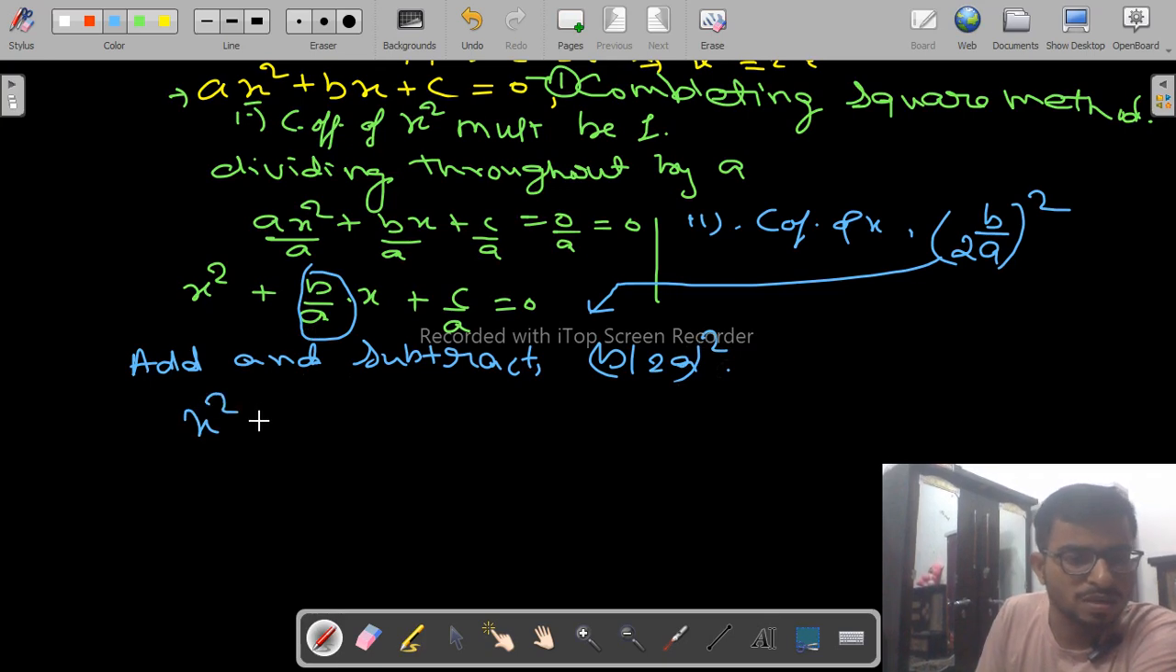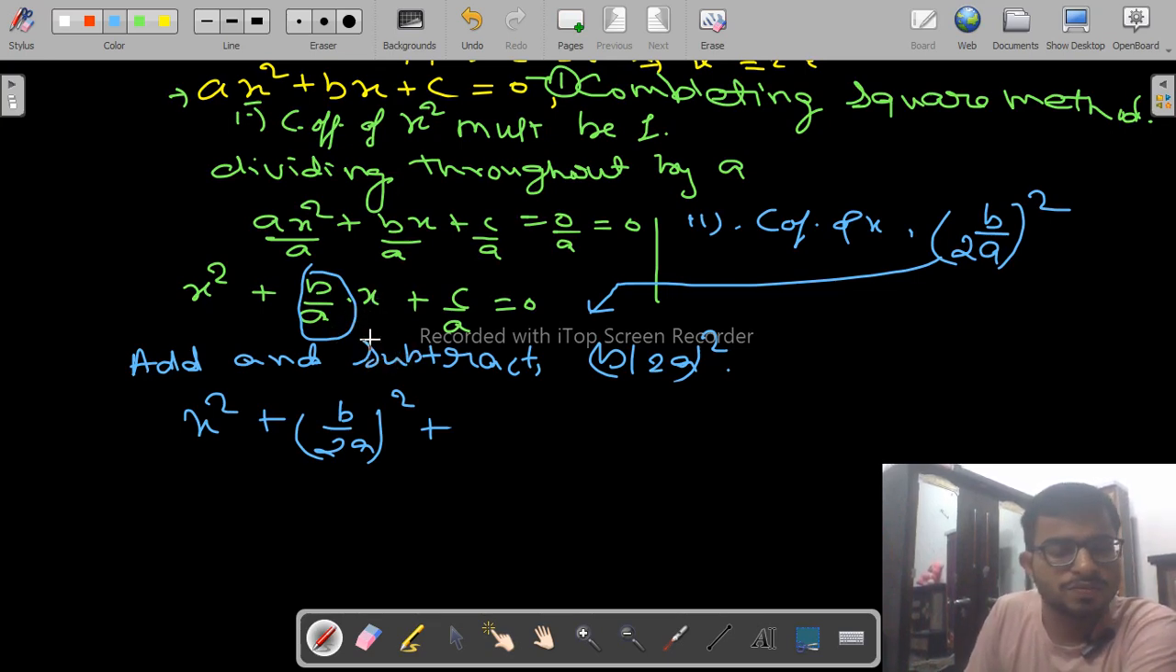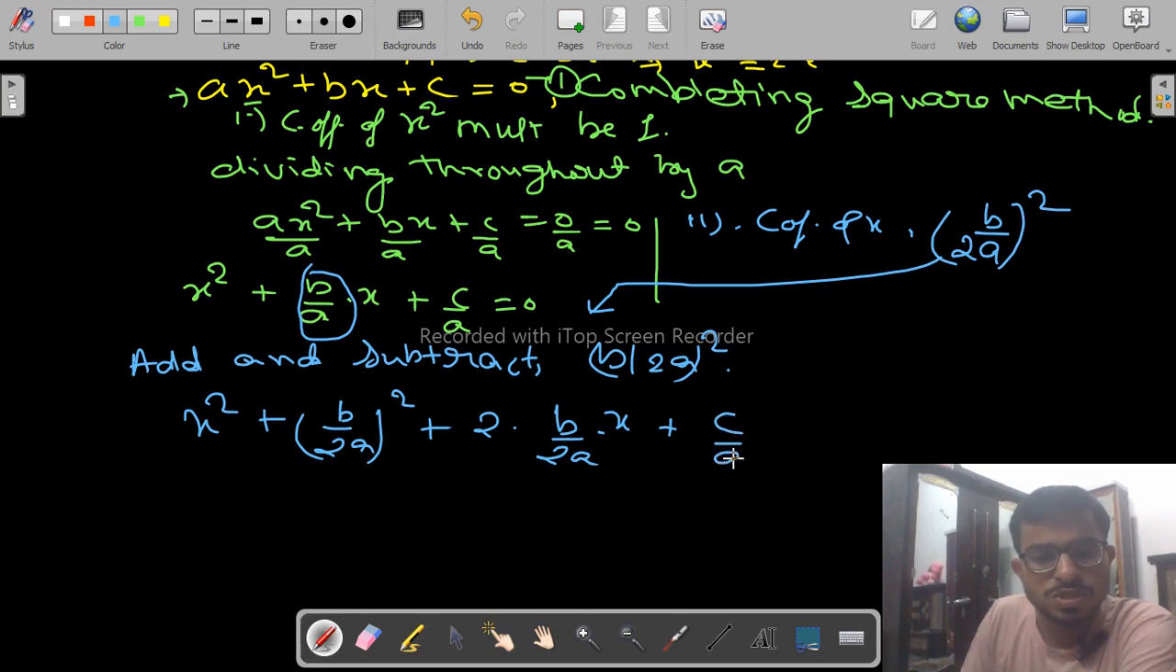So what we will have: x square, and when we add it, b by 2a whole square, and plus b by a into x. So in order to make the form of one identity, I will multiply it by 2 and divide here by 2. So the result will remain as it is. No changes will be there because these two can be cancelled out. We have multiplied and divided this term because I want to make one formula. Later on you will come to know. And this is c by a only. We have added here and we have to subtract also, that is b by 2a whole square, and this equals 0.